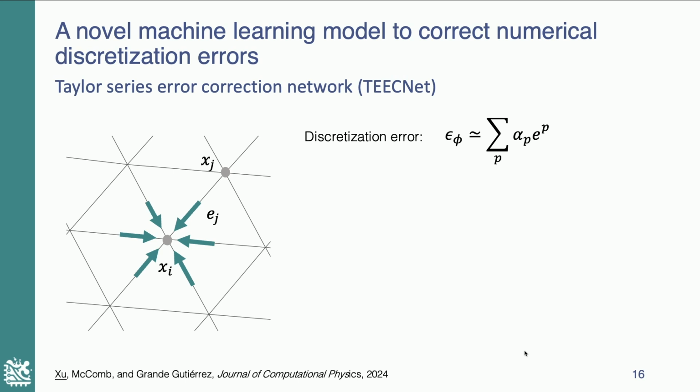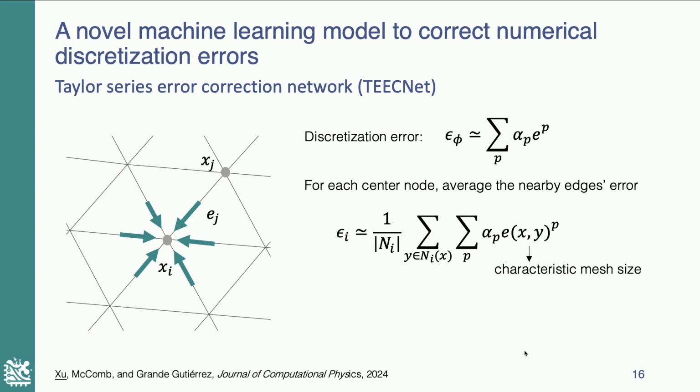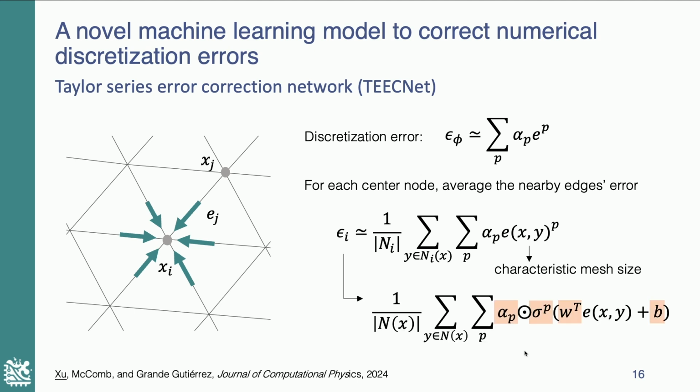So we developed this Taylor series error correction network, which basically is doing that. For each center node, we average all the edge sizes, and that gives us some information about the characteristic edge size, so we can estimate what the error is going to be and then learn all the parameters during the training process.